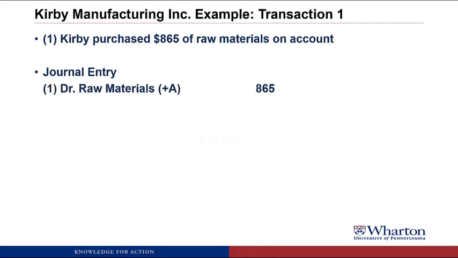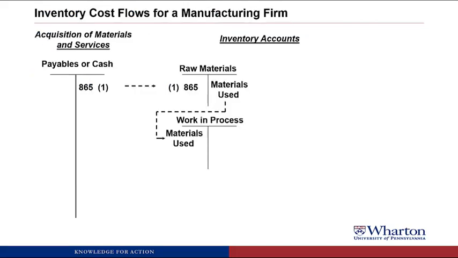So the answer here is that we're going to debit raw materials for $865. Raw materials inventory is an asset, so we make it go up with a debit. We credit the accounts payable liability for $865. It's a liability. We owe our suppliers money, so we make that go up with a credit. Then we post this to T accounts, and for simplicity, I'm just going to have this general payables or cash T account instead of separate T accounts for accounts payable and cash and other things, because I really want the focus to be on the inventory accounts.